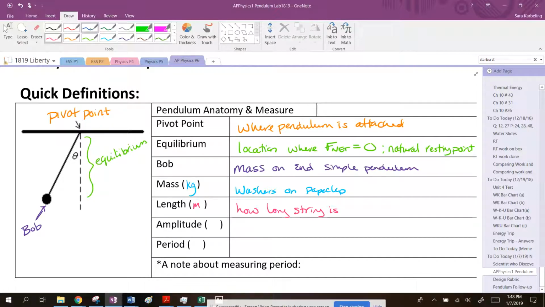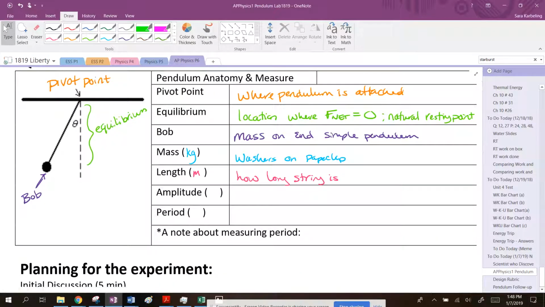So we're going to say right now, here it comes, that amplitude is the maximum displacement from equilibrium.